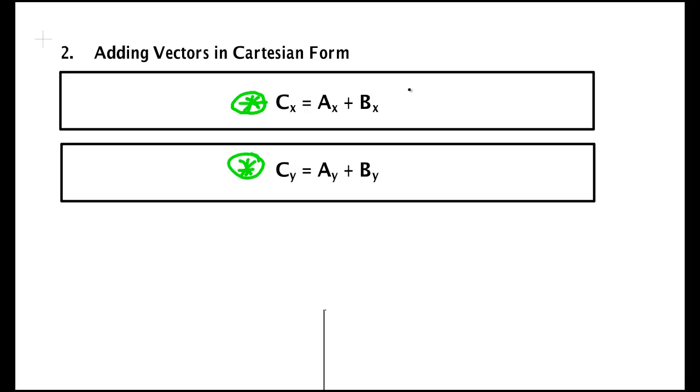Okay? So if we're looking at a plus b equals a new vector c, if we know the x component and y component of a and the x component and y component of b, we simply add both of the x components, x component of a and x component of b, and that gives us the x component of c. And we add the y component of a and the y component of b, we get the y component of c.